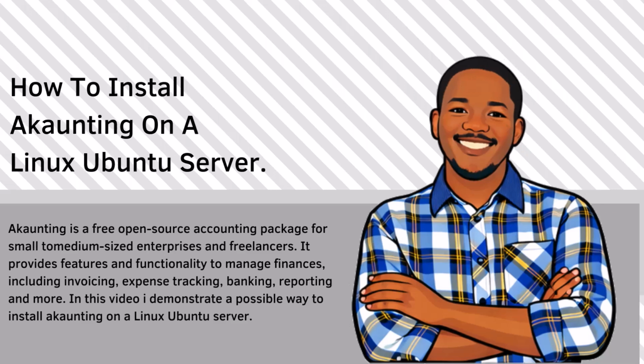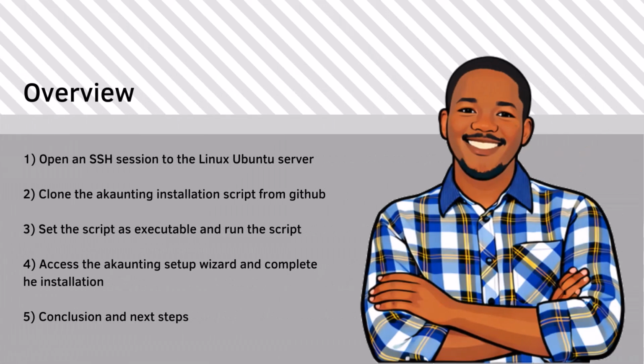But before we begin, let's take a look at an overview of the steps covered in this guide. First, I'm going to show you how to open an SSH connection to the Linux Ubuntu server using PowerShell. Then I'll proceed to show you how to clone the Akaunting installation script from GitHub. I'll then set the script as executable and actually run the script. I'll then proceed to access the Akaunting setup wizard using a web browser and complete the installation. And finally, we'll look at the conclusion and next steps.